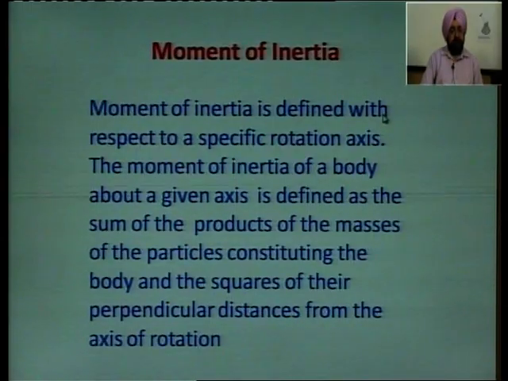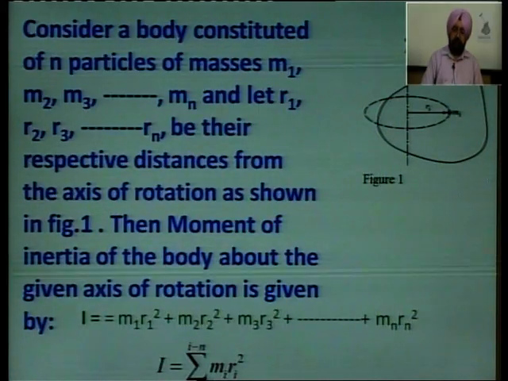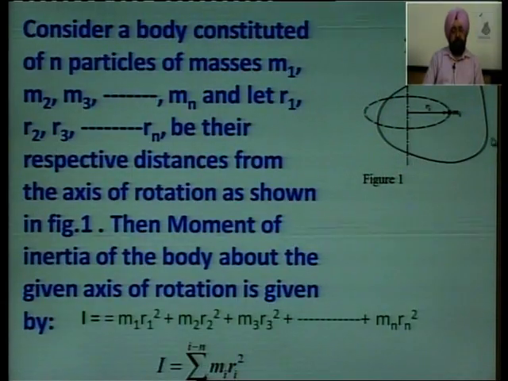Moment of inertia is defined with respect to a specific rotational axis. Moment of inertia is defined as the sum of products of masses of the particles constituting the body and squares of their perpendicular distances from the axis of rotation. Say this is the axis of rotation, this is any plane lamina, any body which does not have a fixed shape is called plane lamina.